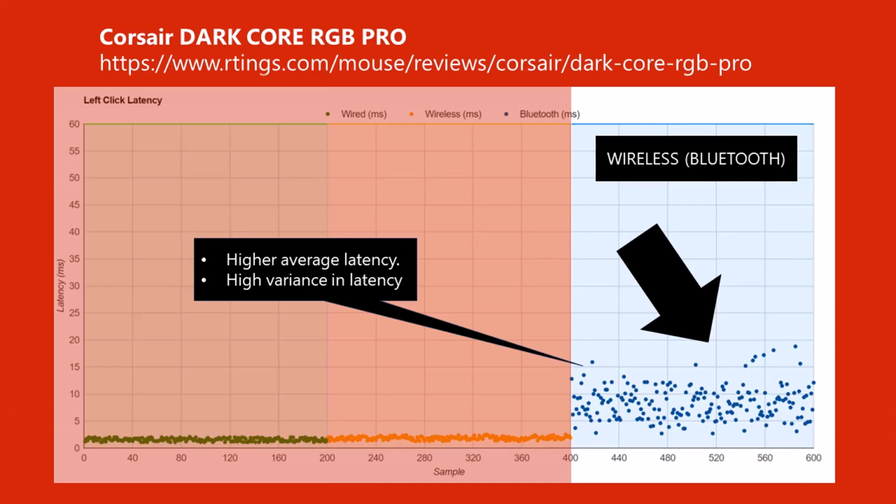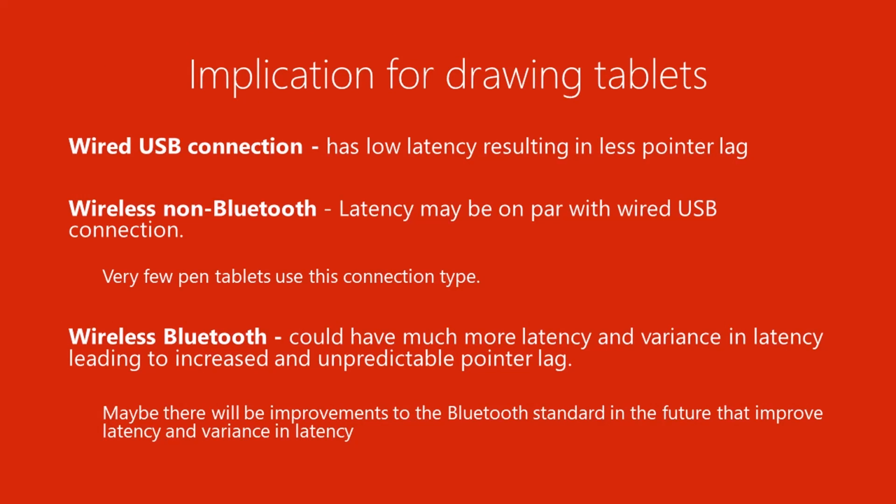Wireless Bluetooth connections not only had much greater latency in general, this connection type also had much more variance in the latency numbers. The research by rtings.com was done for mice, and they were measuring left-click latency. But perhaps it is a good starting point for us to think about pen tablets. So if you want to minimize latency because you want to minimize pointer lag, then the technique I would recommend is to start with a USB connection. If your tablet supports it, then a wireless non-Bluetooth connection is another viable option. Unfortunately, the real problem here is very few pen tablets support non-Bluetooth wireless.